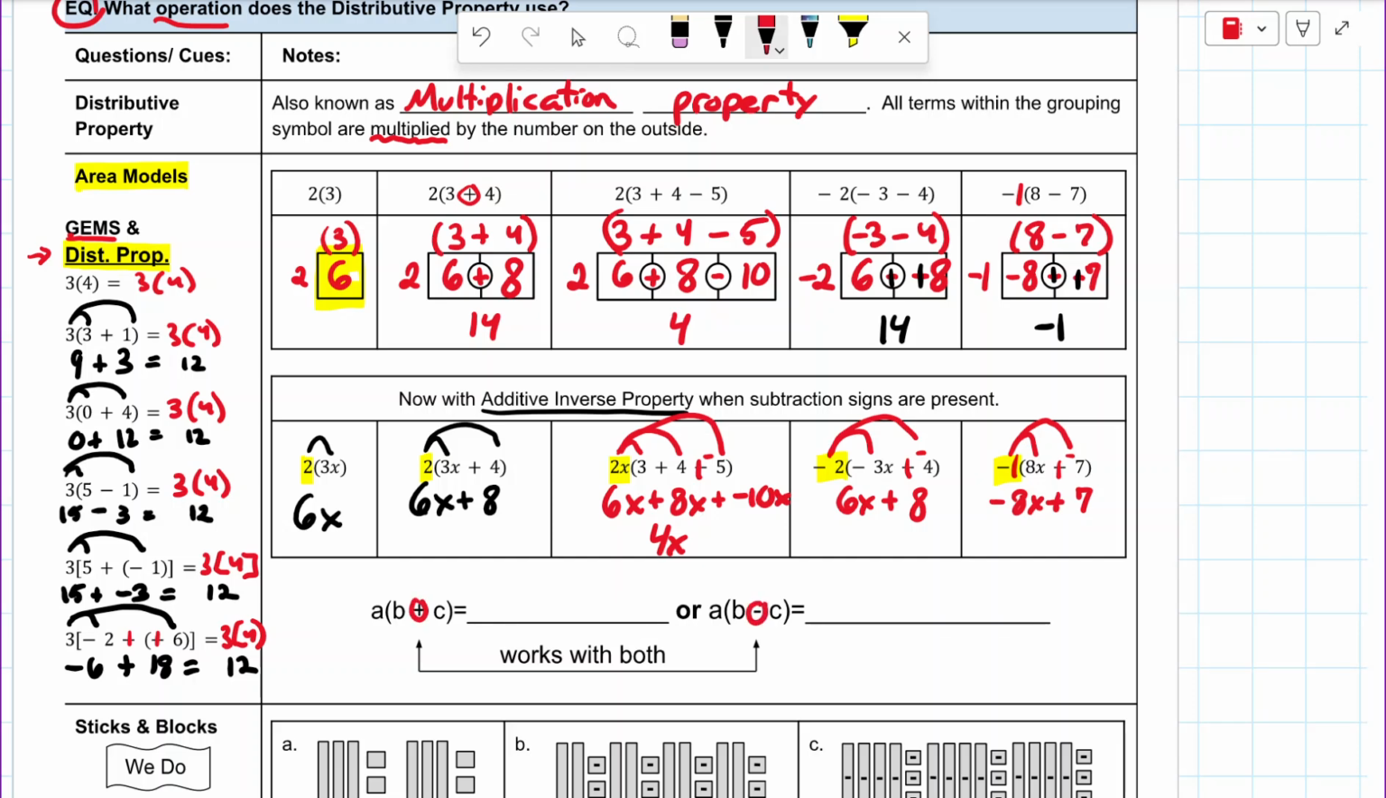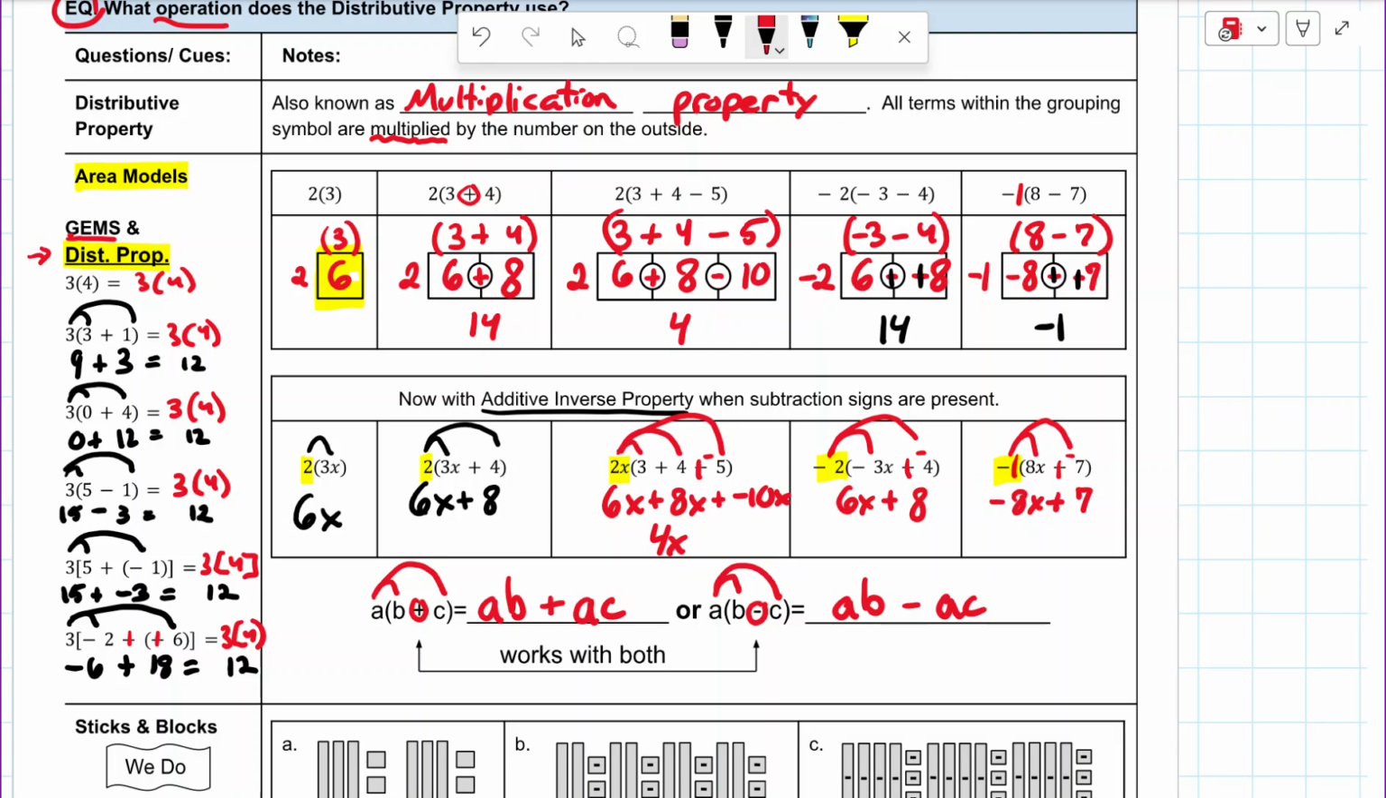A times B is AB, and A times C is AC. It's a plus sign, so we have a plus sign here. We also learned that with subtraction signs we could do the additive inverse, but we didn't have to. A times B is AB, and A times C is AC, and that's a minus sign, so you put the minus sign right there. All right, so that is the distributive property.